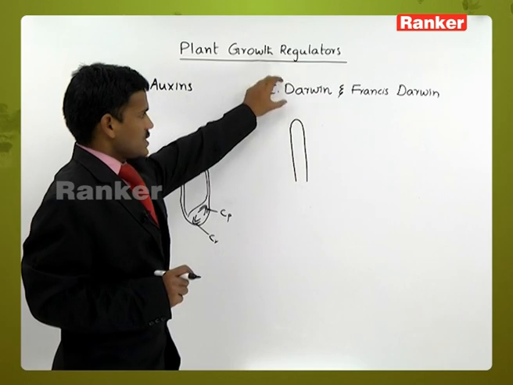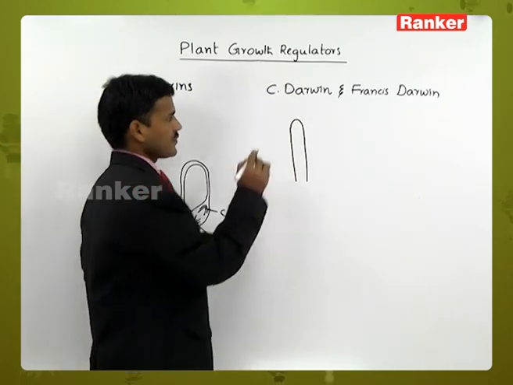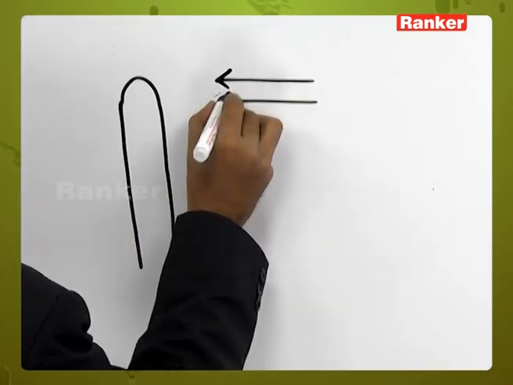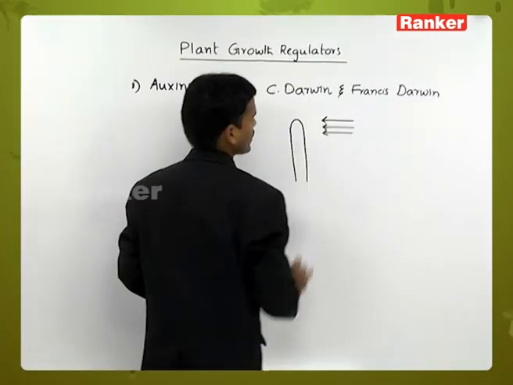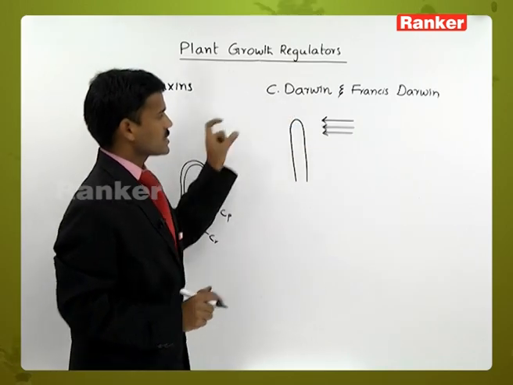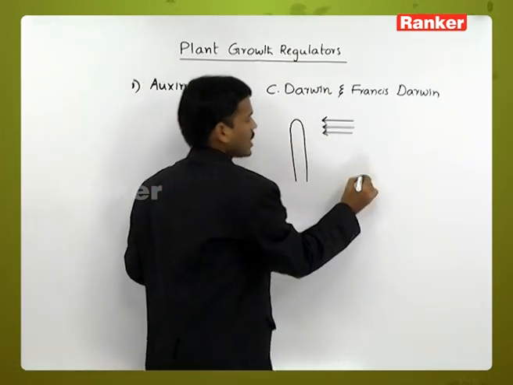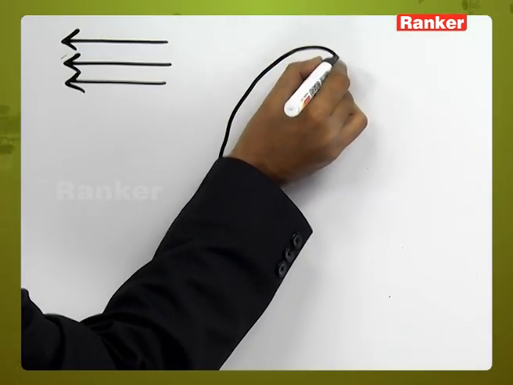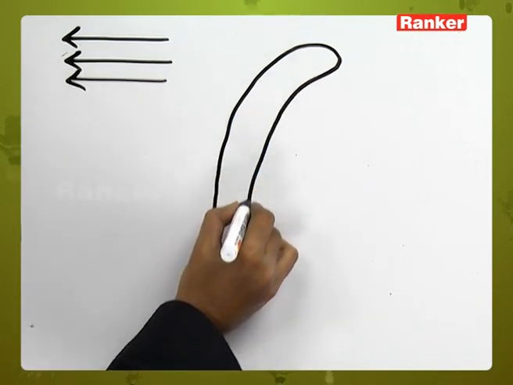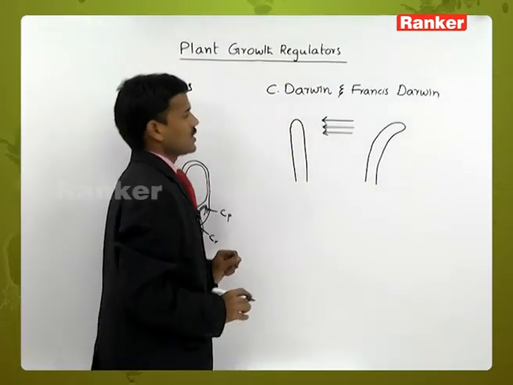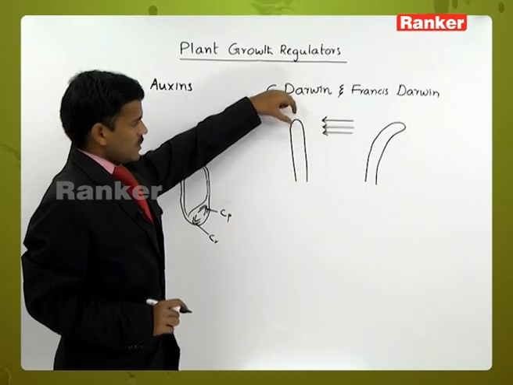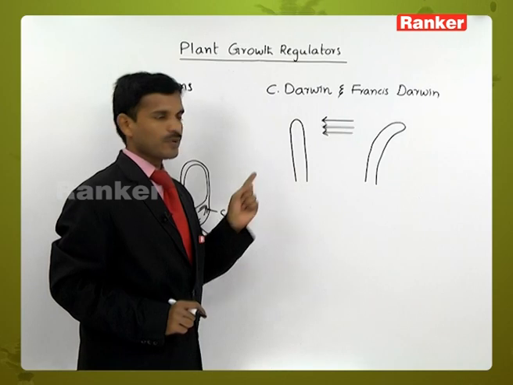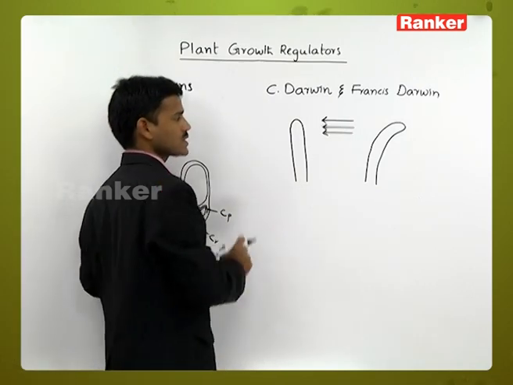Here these scientists observed the coleoptile tip when it is exposed to unilateral light. When it is exposed to unilateral light, it shows bending. It is bending towards the light. Next, here it is showing the response to light. So it is a phototropic movement, phototropism.